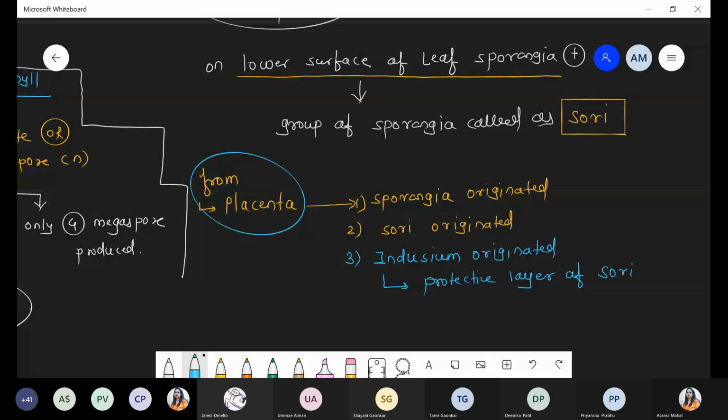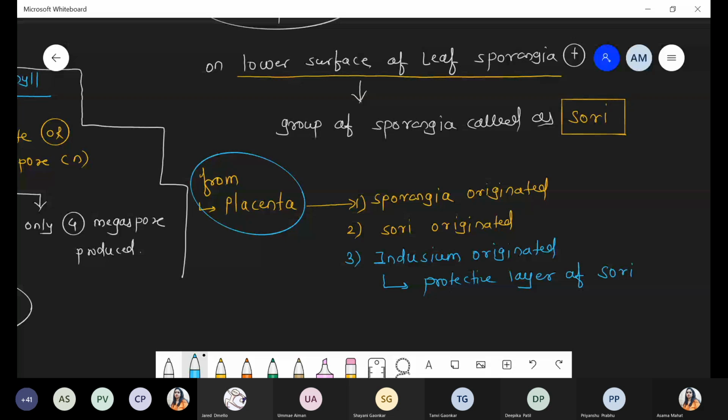Clear this point? Any doubt about the sori? Any doubt about the indusium? Any doubt about the placenta? No doubt. Clear? Okay, chalo. Now the differentiation part is over. We only had to see this much: sori, rhizophore and the frond. That's it. Now for the next pattern, we are talking about some unique examples. The differentiation part is over, okay?